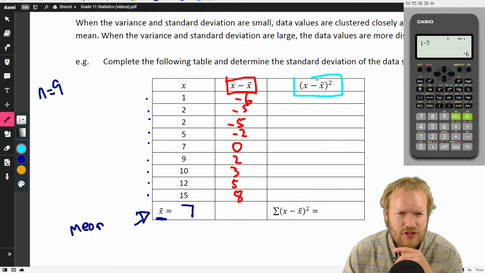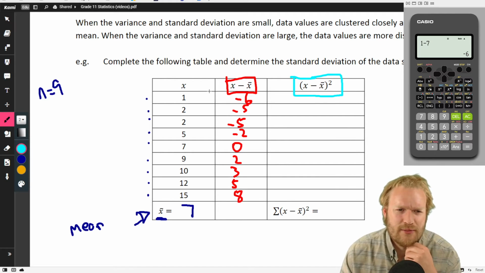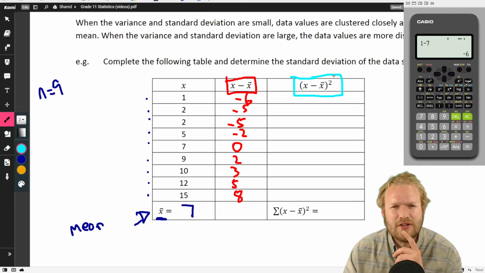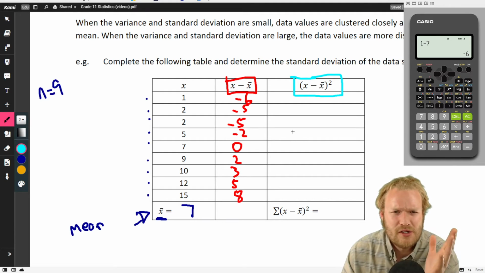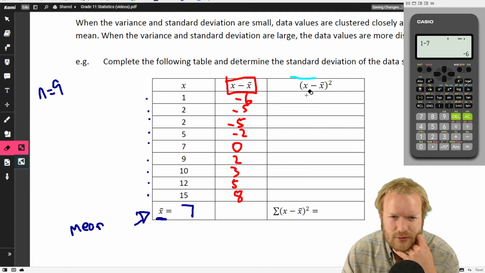Instead of just taking the data point and subtracting the mean, let's subtract the mean and square it. Now this is going to do two things. Firstly, what sign are all of these going to be? Positive, negative? Well, we're squaring it, so they're all going to be positive. So that's one thing the squaring is going to do: make sure that they're all positive.